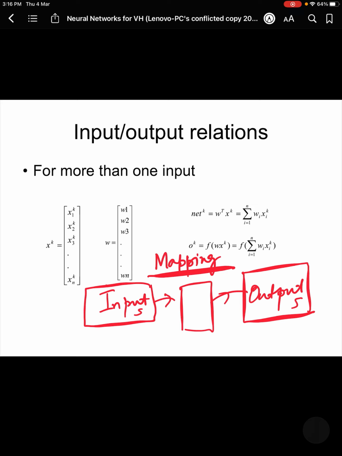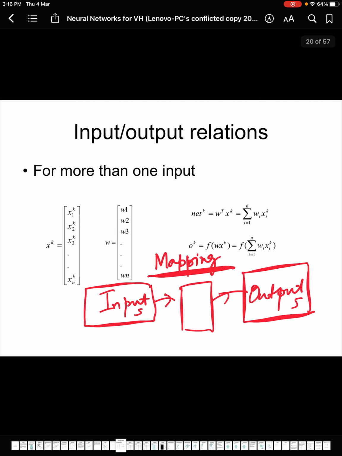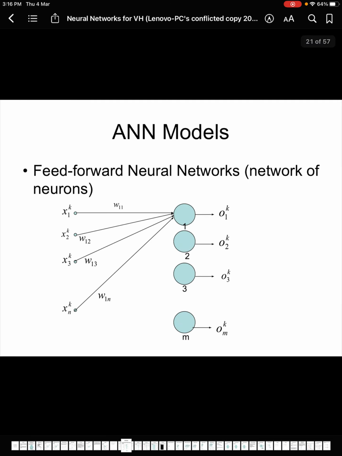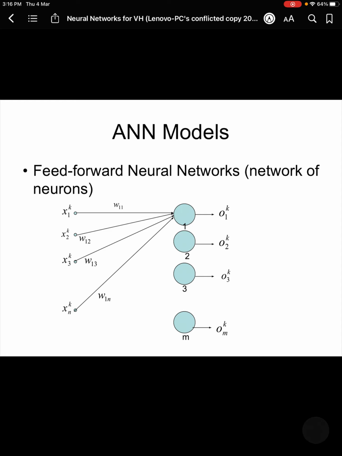Now, there could be a case where you may have several neurons and several outputs. Here is a structure showing several outputs. Suppose instead of only one output, which we saw in the last example, we need to have m outputs for given n inputs.